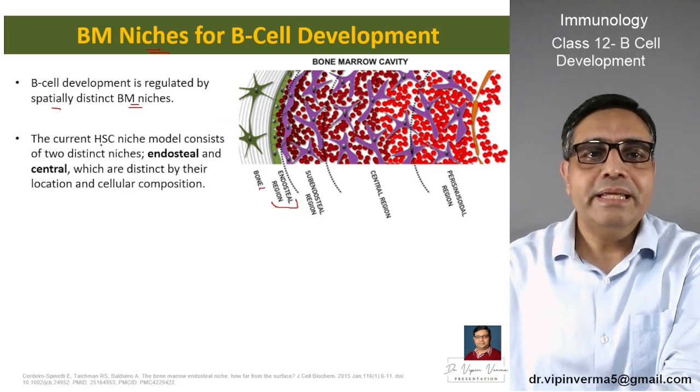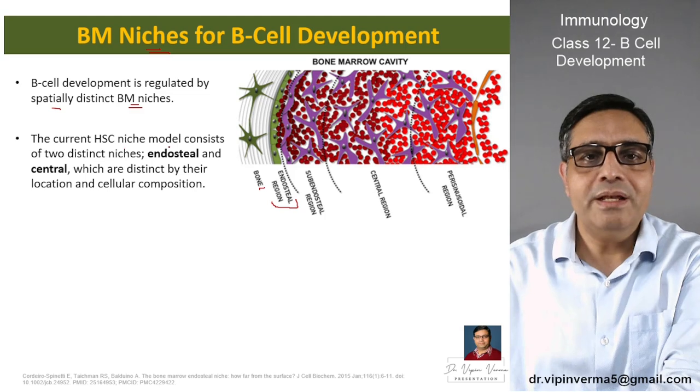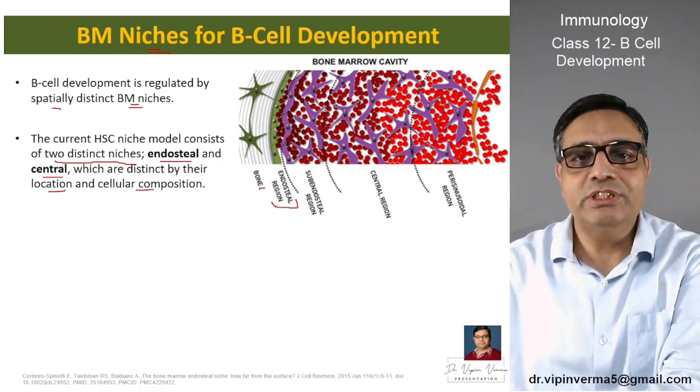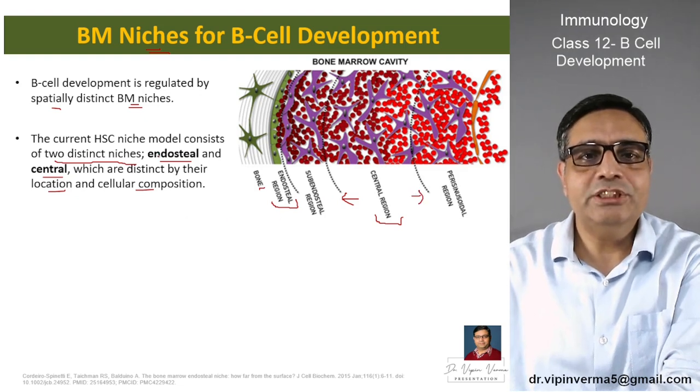The current hematopoietic stem cell niche model consists of two distinct niches. One is the endosteal niche and the other is the central niche, which are distinct by their location and cellular composition. Simple. So this is the endosteal region, and then we have the central niche, this region from here to here. These two niches are important for this particular HSC niche model.